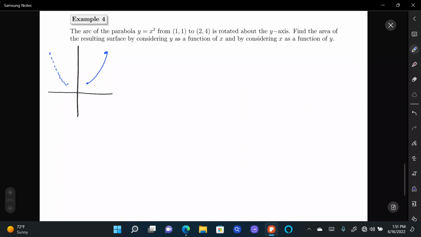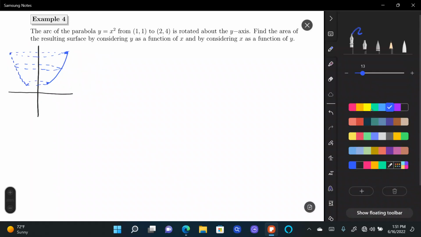Right, and we are revolving about the y-axis, right? We should get this solid right here. Hopefully it looks sort of 3D with these special effects, right? So that's what we want, this rotation about the y-axis.